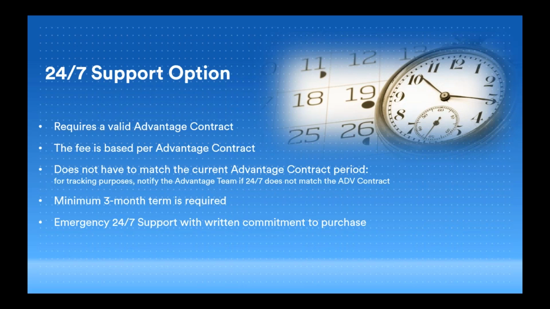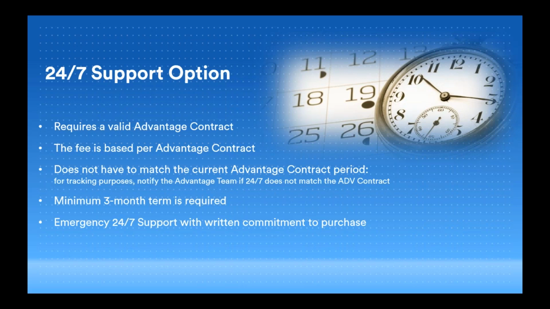We'll move over into a bit of the support piece, and we'll start with the 24/7 support option. With the 24/7 support, they do require a valid Advantage contract, and the fee for that 24/7 support option would be based per contract. So for example, if you have a customer that has 2, 3, or 4 systems listed under one contract, they're not charged for those systems individually. They're simply charged a flat rate for the contract itself.